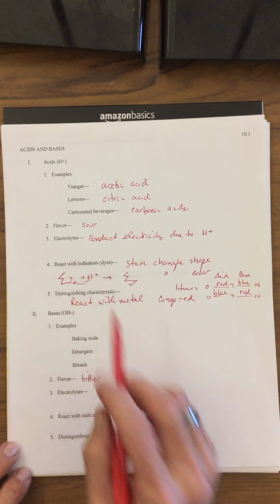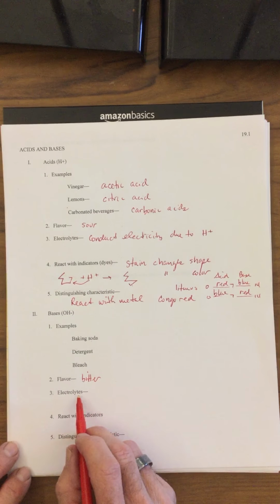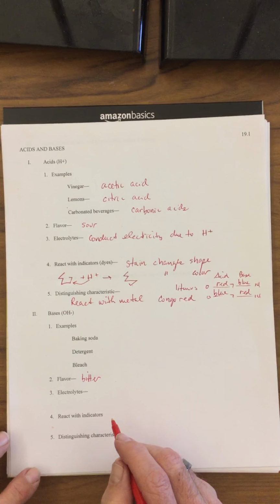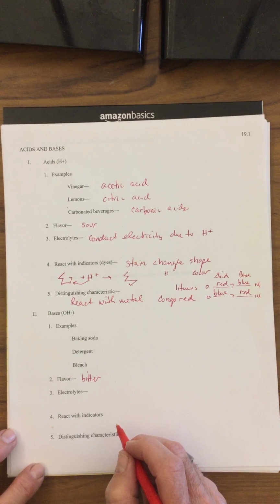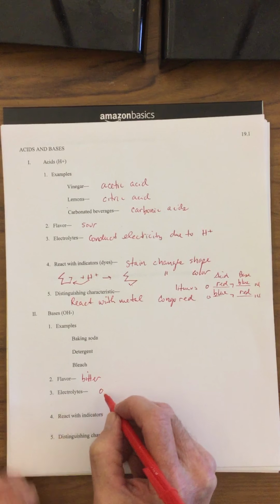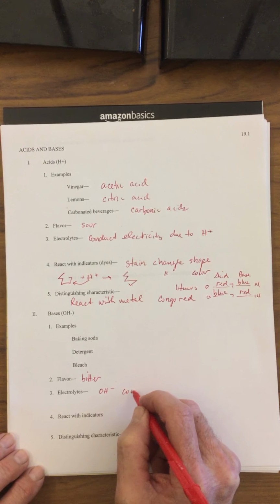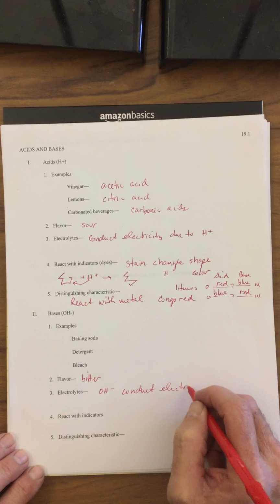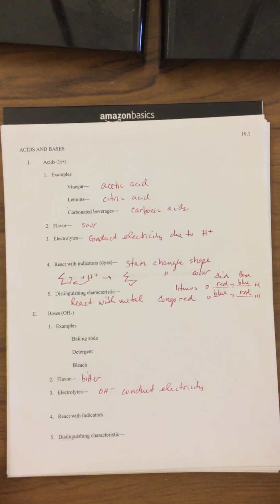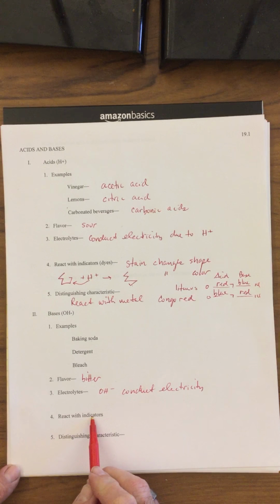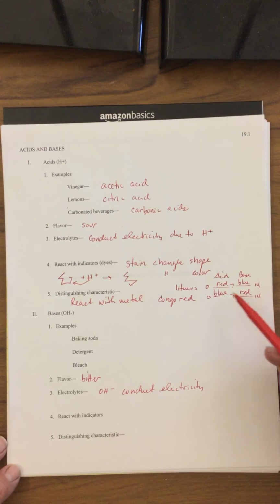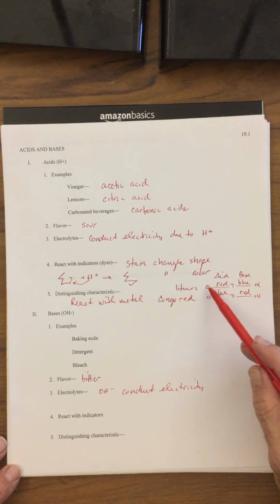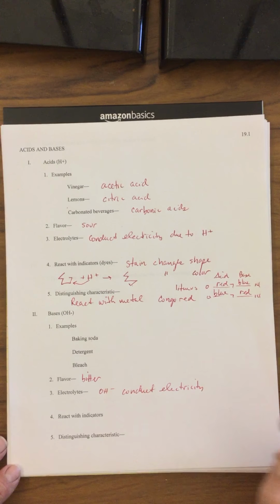Very similar to the electrolytes up here, these bases, these OH minuses, are going to conduct electricity. So it's the OH minus that helps to conduct the electrical charge, or the electricity. These also react with indicators. Remember, the Congo red can react between 0 and 14, and the litmus can react between 0 and 14 as well. They both can react in the base range.